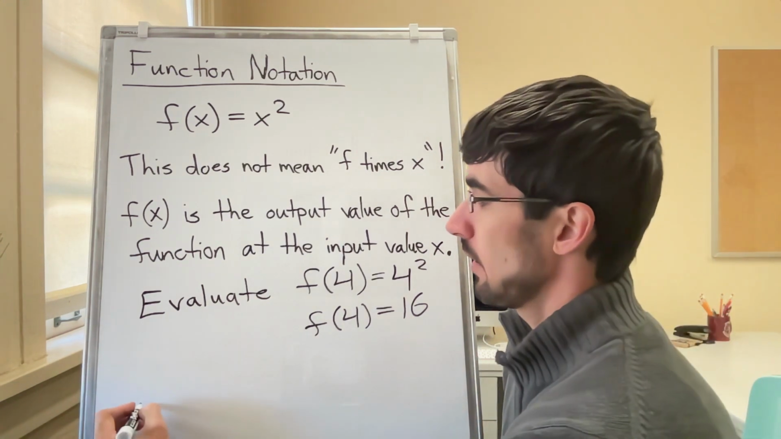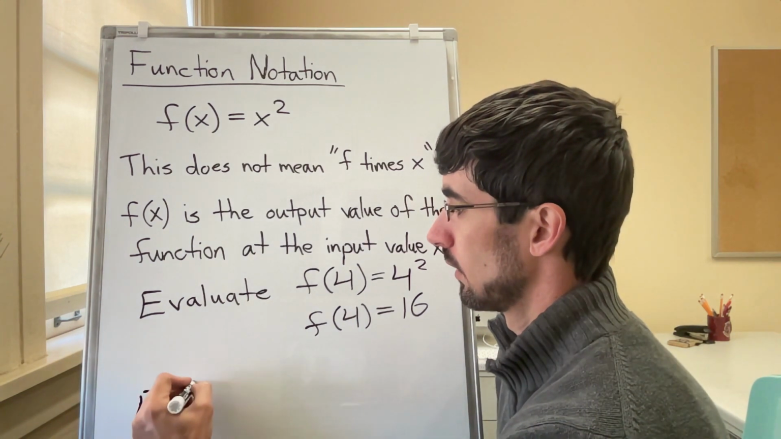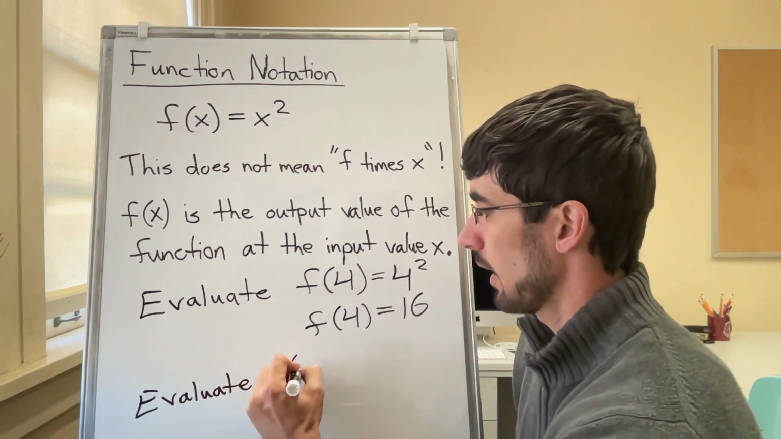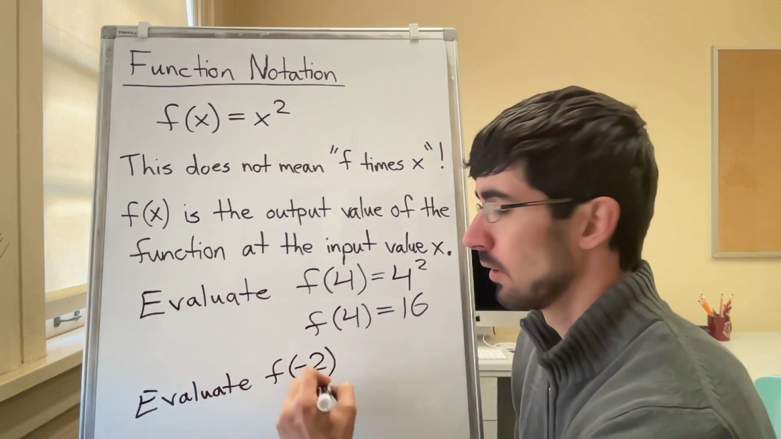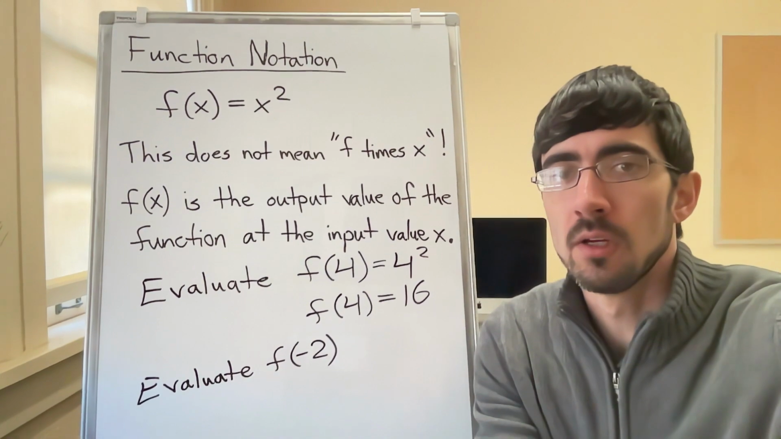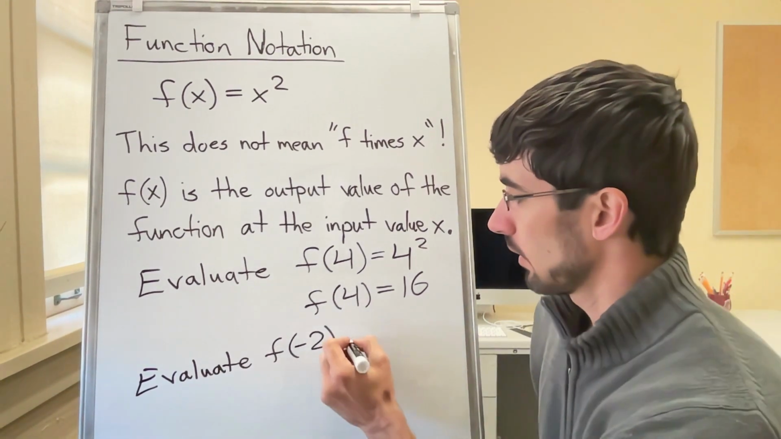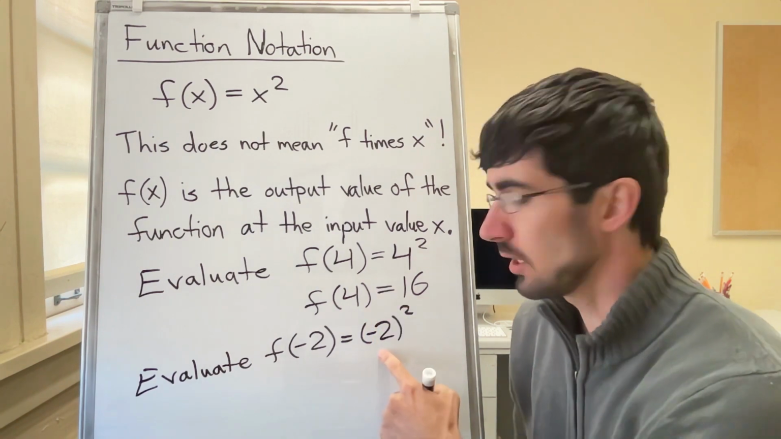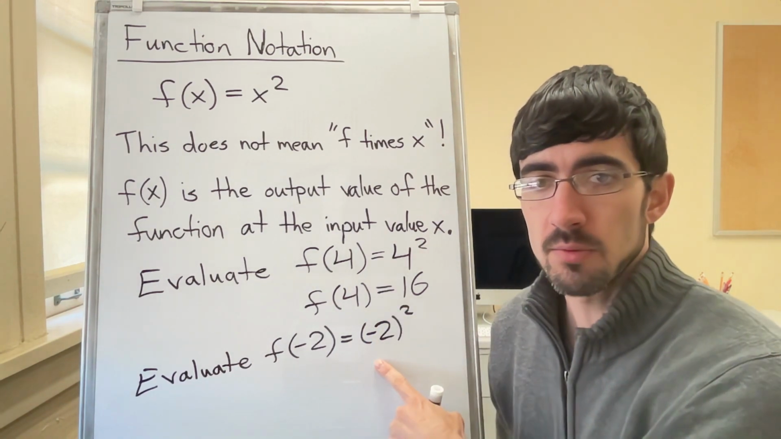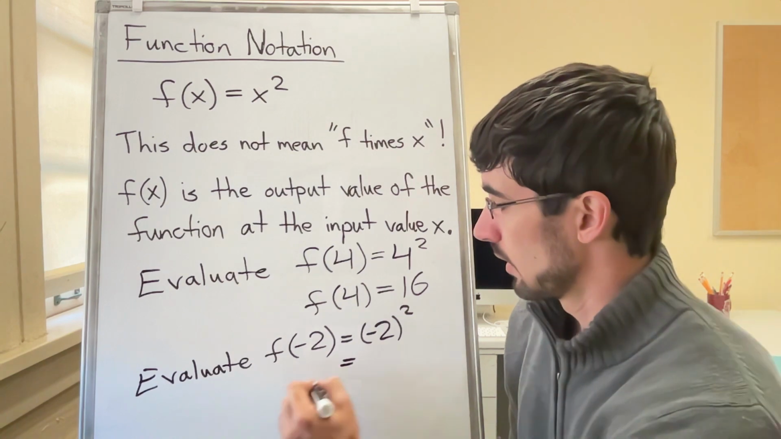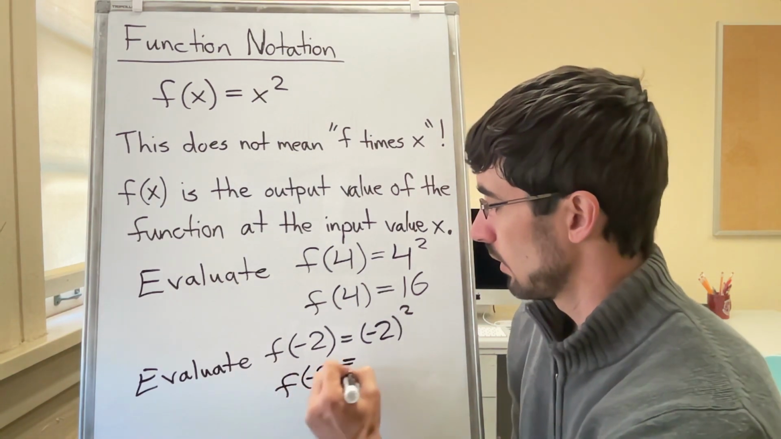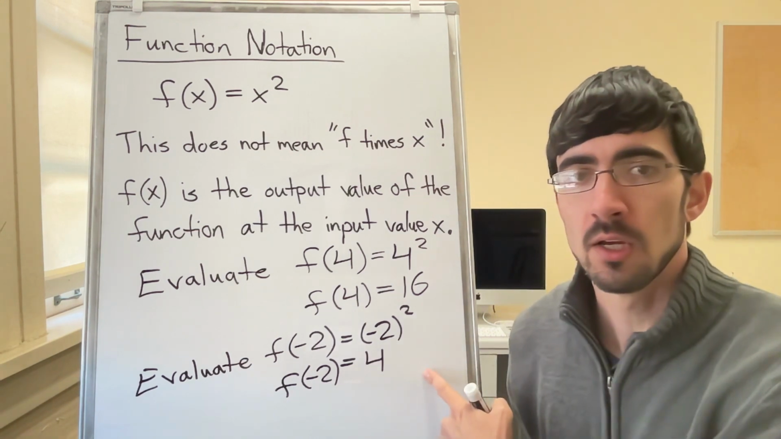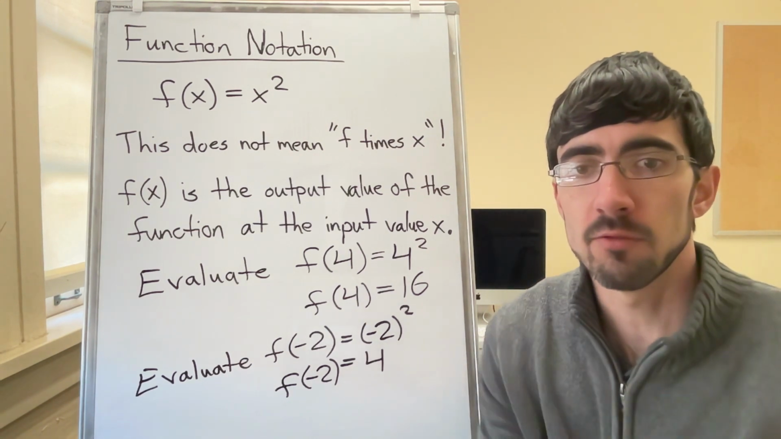Or we might say evaluate f of negative 2. We do the same thing. This is the input value. We plug it into the function. The function was x squared, so we take negative 2 and square it. F of negative 2 equals 4. And that means when we input negative 2, we get an output value of 4.